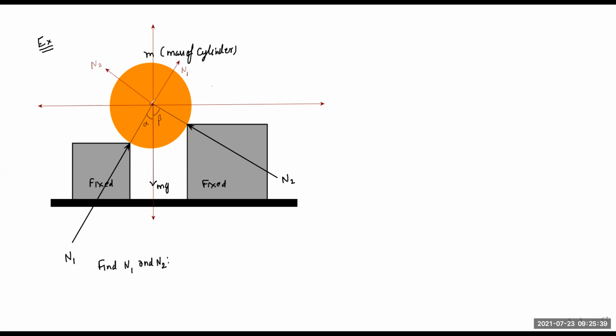Sir, minus is coming because for the y components, it is minus N1 cos alpha minus N2 cos beta minus mg equals 0. Why is the value plus? Why is it minus? Upward is plus, no? Sir, I considered the normals down only. Normal is actually upward. Okay, maybe that is a mistake. So normal is pushing. It will push.